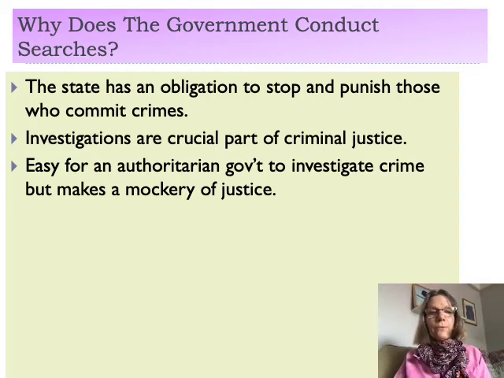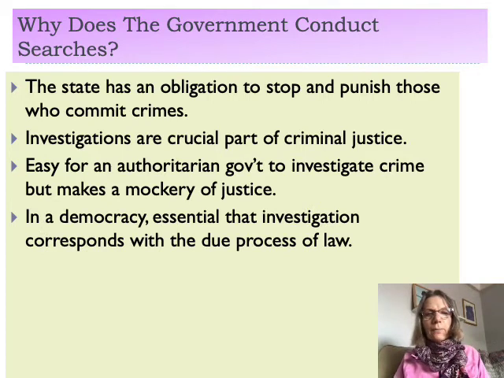It's like a sham, right? And it's easy for an authoritarian government to investigate crime, because they can search whatever they want. There's no rules regarding collection of evidence. There's no rules regarding questioning somebody. There's no rules of trial, etc. They can do whatever they want. Makes it easy to fight crime. But I mean, that makes a mockery out of the whole notion of justice.